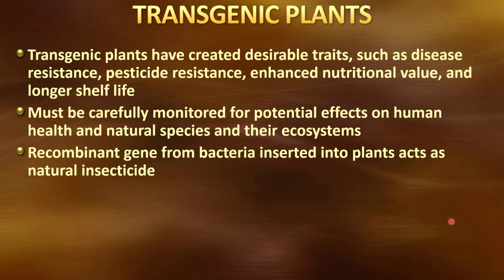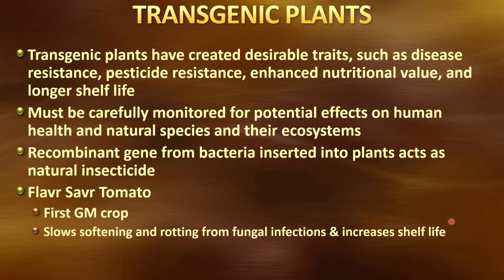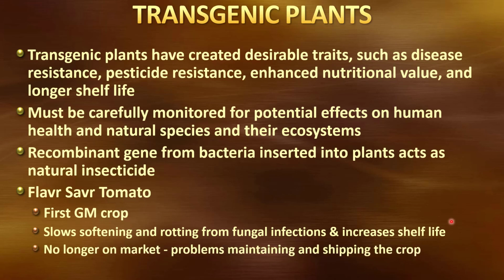We've taken recombinant genes from bacteria, we've put it into plants, and that has allowed plants to have a natural insecticide. One of the first GMOs was the Flavr Savr tomato. This gene that was added slows the ripening process so the tomatoes don't get soft as fast, they don't rot as fast, they don't get fungal infections as readily, and it also increases their shelf life. It's no longer on the market because there were problems maintaining and shipping them. It gives us a little bit of an idea of some uses for genetic engineering.